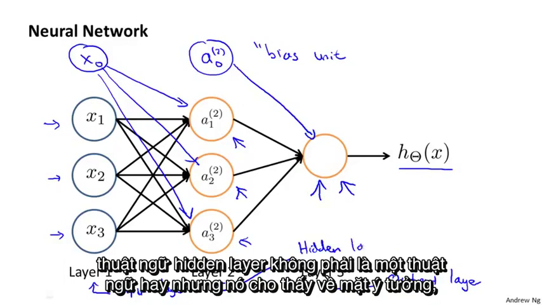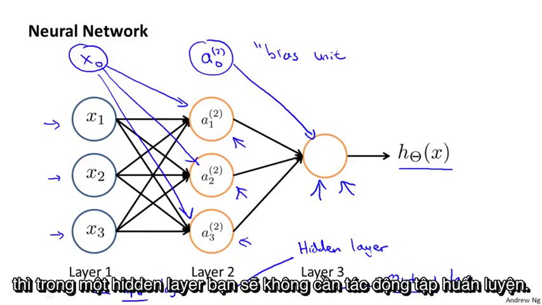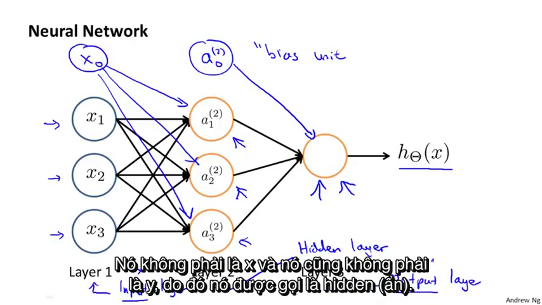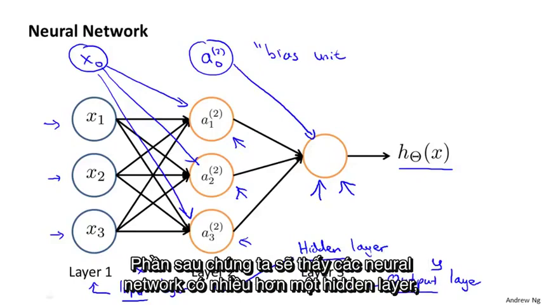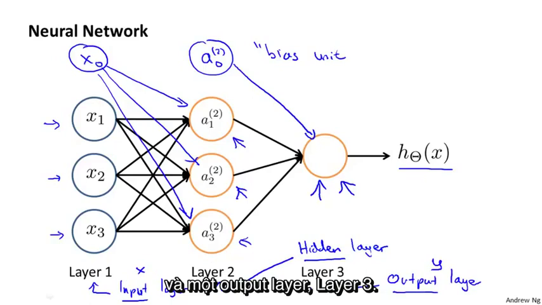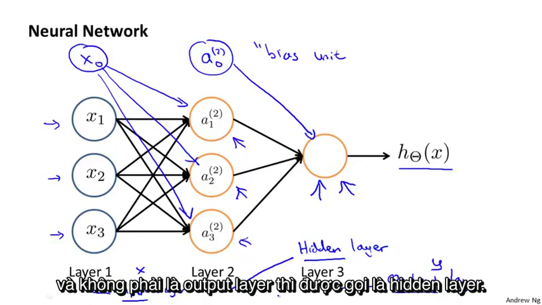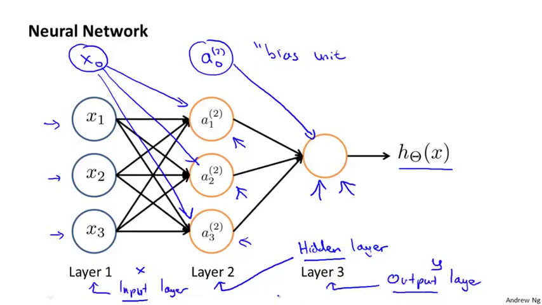The term hidden layer isn't great terminology, but the intuition is that in supervised learning, you get to see the inputs and the correct outputs, whereas the hidden layer values are ones you don't get to observe in the training set. They're not x and not y, so we call them hidden. Later on, we'll see neural networks with more than one hidden layer. But in this example, we have one input layer, layer 1, one hidden layer, layer 2, and one output layer, layer 3. Basically, anything that isn't an input layer and isn't an output layer is called a hidden layer.